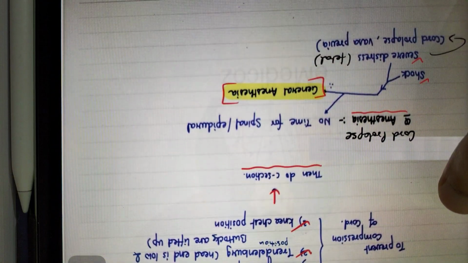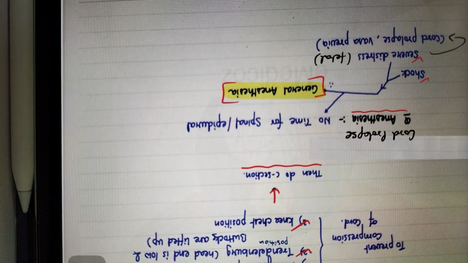In case of cord prolapse, there is no time for spinal or epidural anesthesia. We have to give general anesthesia. General anesthesia is also given in shock and severe fetal distress because it can lead to cord prolapse and vasa previa. Thank you.